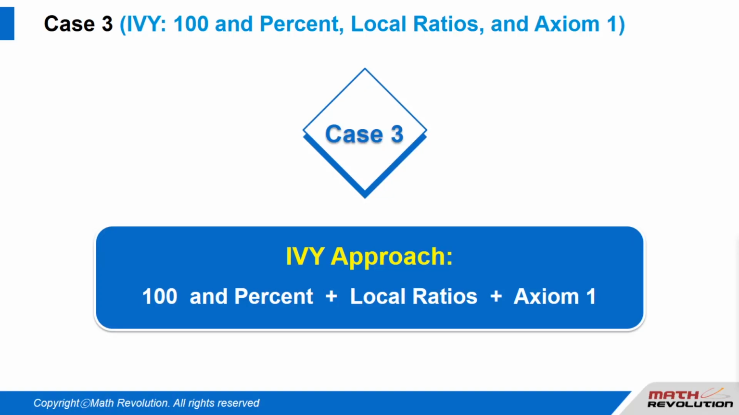Case 3. Ivy approach: 100 and percent, local ratios, and Axiom 1.